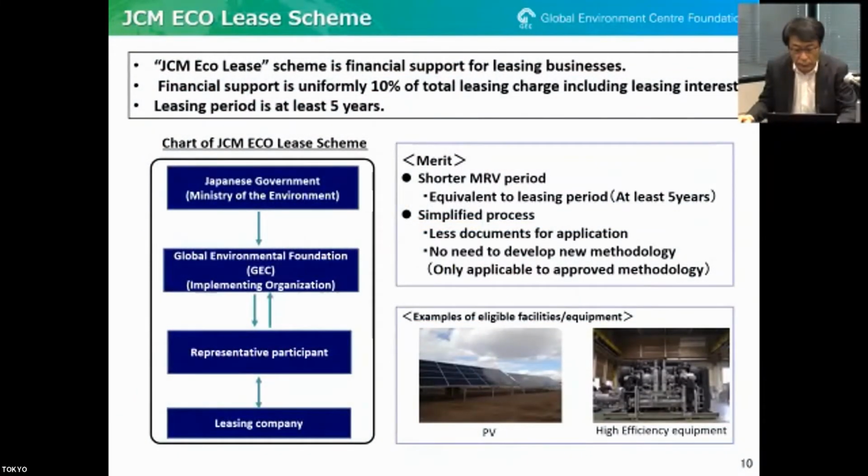In fiscal 2020, we newly started JCM Eco Lease scheme that can provide financial support for leasing business. Financial support of this scheme is uniformly 10% of total leasing charge, including leasing interest. In this scheme, the monitoring period has been shortened to reduce the burden of the project reporting. The reporting period is equivalent to leasing period, but at least 5 years.